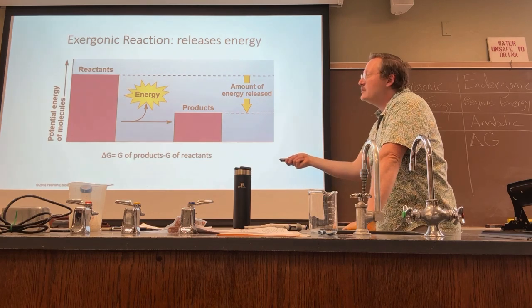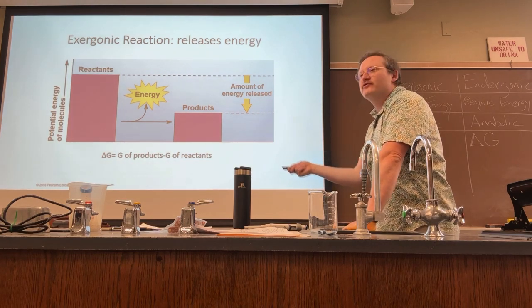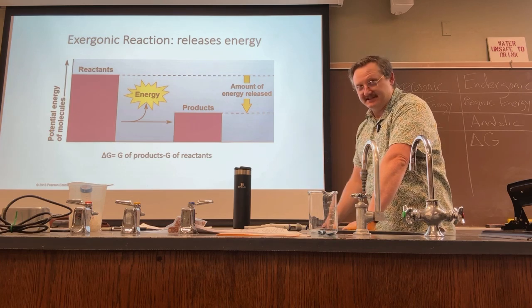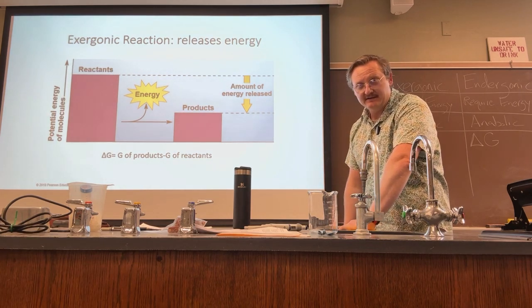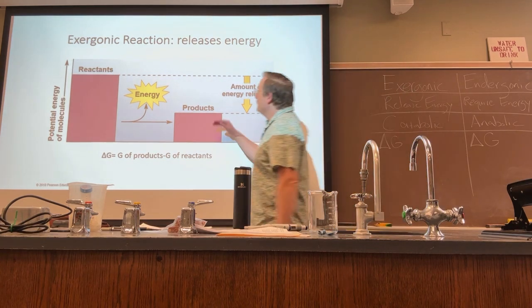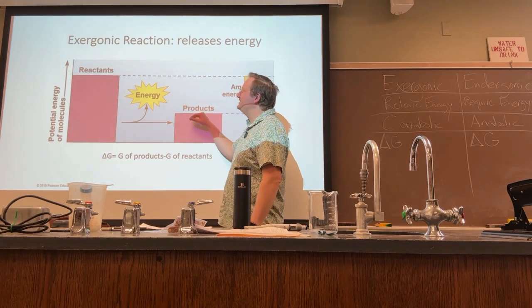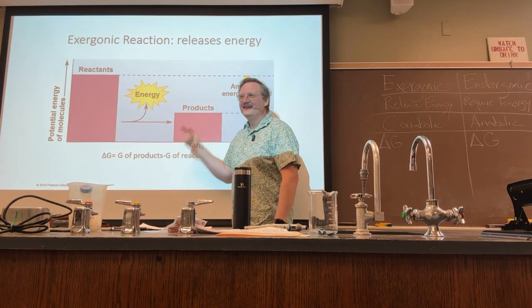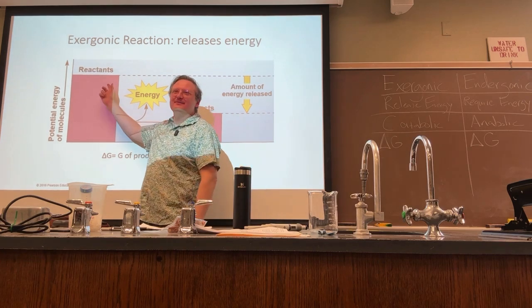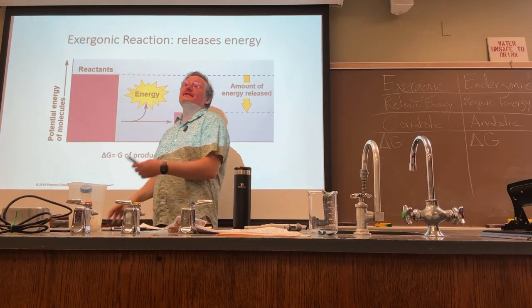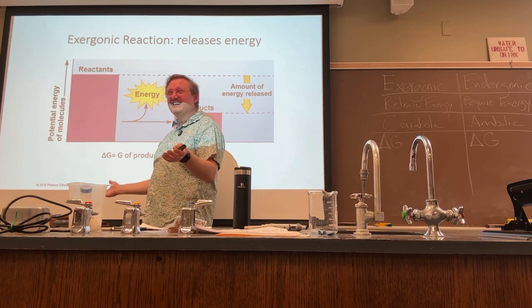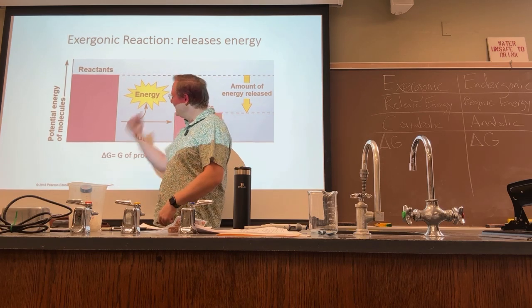Delta G equals the energy of the products minus the energy of the reactants. This number, let's just say that this has 1 Gibbs free energy unit. And this has 3 Gibbs free energy units. We're not even going to talk about the units. I think it's joules for Gibbs free energy.